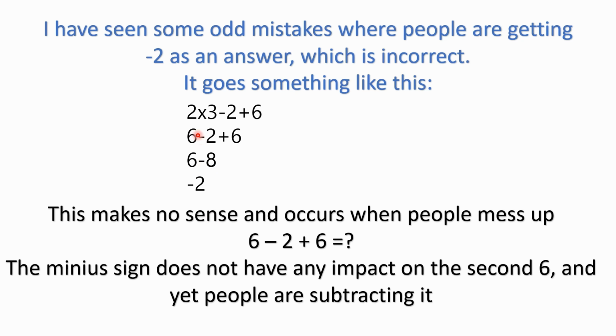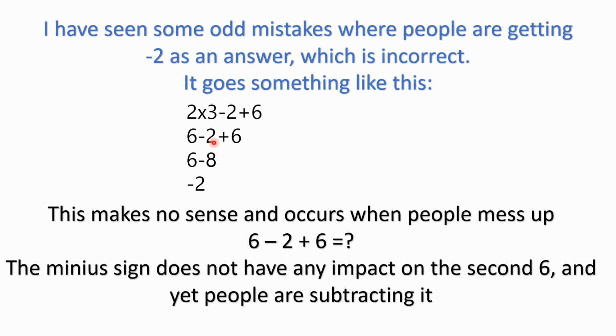I saw one person where they said, well, 2 times 3 minus 2 plus 6, 6 minus 2 plus 6. So far they've got this right. Yeah, 6 minus 2 is 4. 4 plus 6 would be 10. But here's where they go wrong.